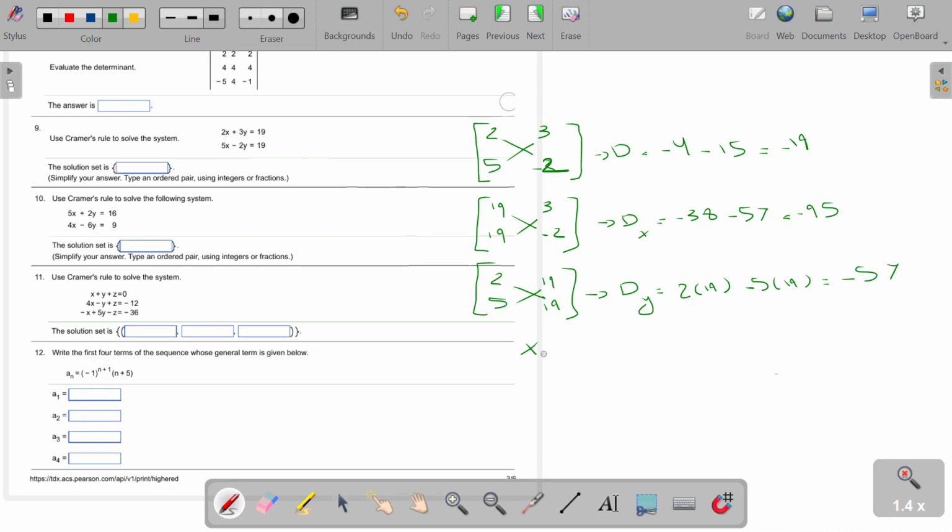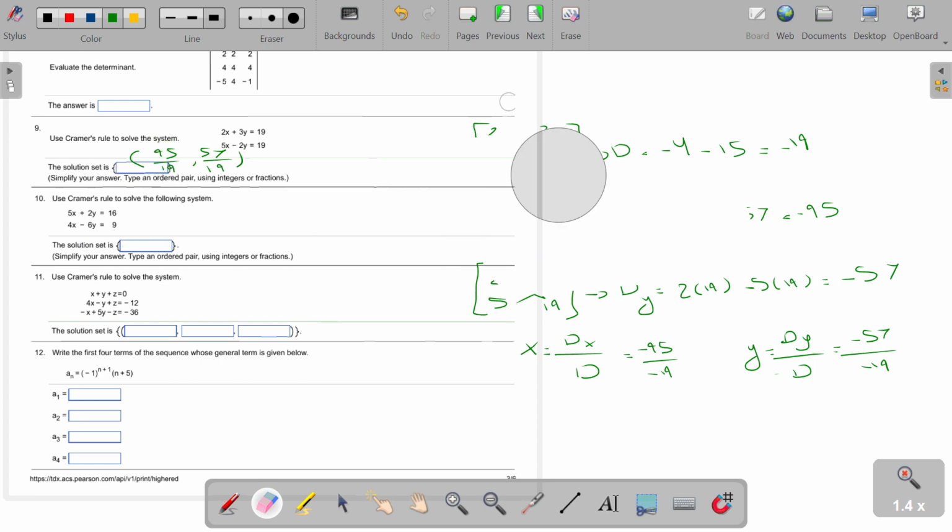Now we're ready to find x and y. X will be dx divided by d. So that's -95 divided by -19. And y is dy divided by d. That's -57 divided by -19. So you can write your answer as an ordered pair and write 95 over 19 because the negatives cancel, and 57 over 19. Now we're going to practice that one more time for the next question.